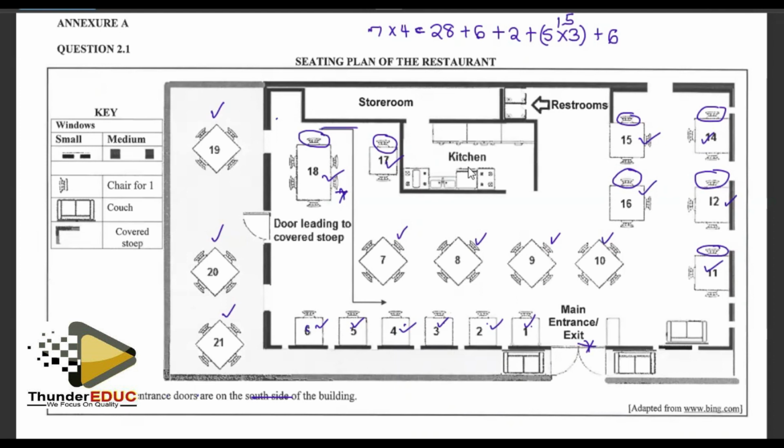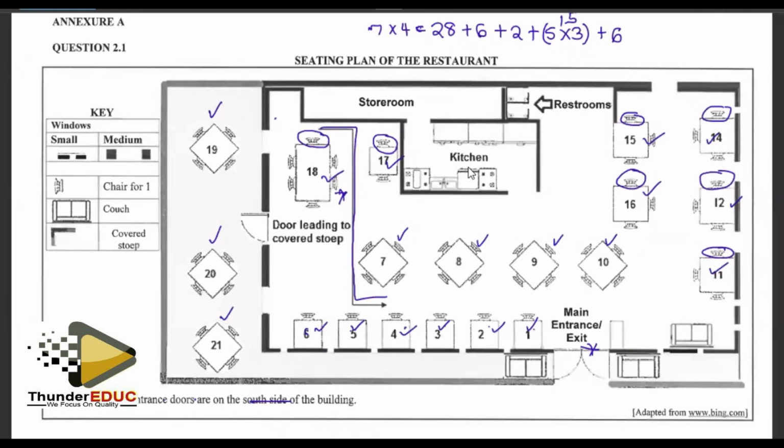The person is going to use the arrow direction, and at the end they're also using the compass. So the compass, remember, this is north, so this is south. Why am I saying that? Because they told me the main entrance is found at the south of the building. So the person at table 18 will move in the southern direction.